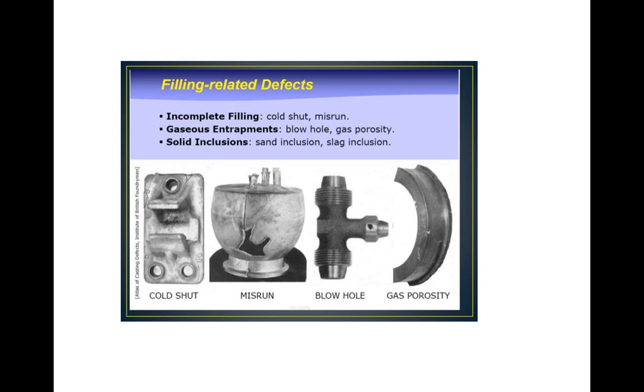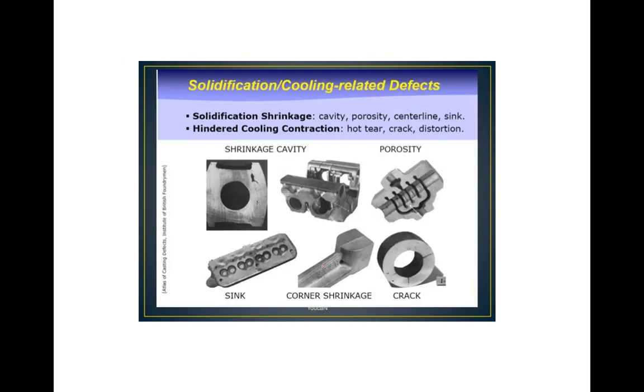Now, if you observe, this is the cold shut, mis run, blow holes, and gas porosity. A mis run means no metal is filled in this portion. Blow holes means this, and this is the gas porosity or inclusion of sand particles in the material. So these are the various casting products and the various casting defects.